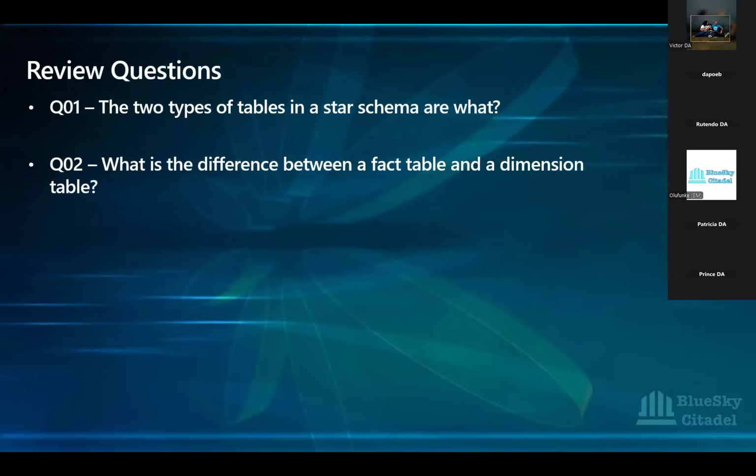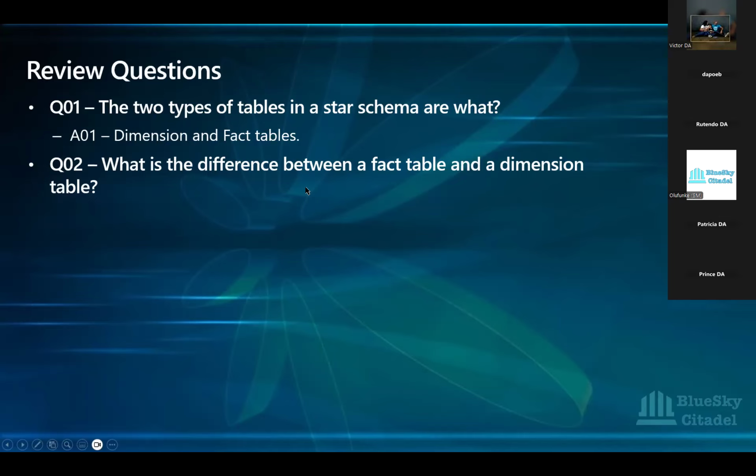The two types of tables in a star schema are what? Hello? Are we home? Anybody home? The two types of tables in your star schema are dimension and fact. Is that all? Fact. Facts. So that does it. Please take note of that in case you want to write your certification: dimension and fact tables.